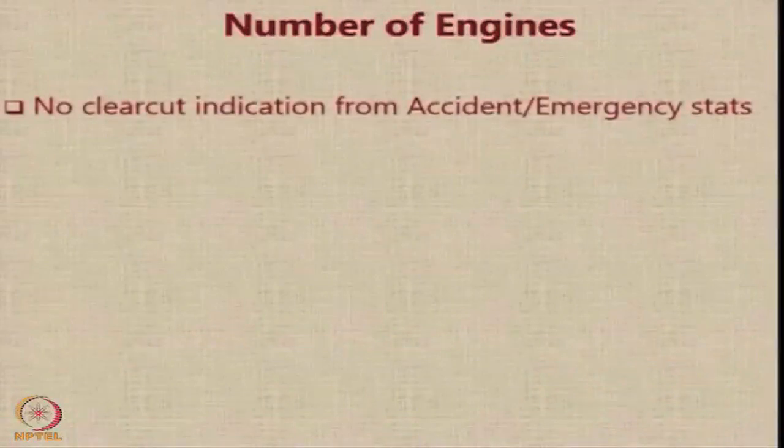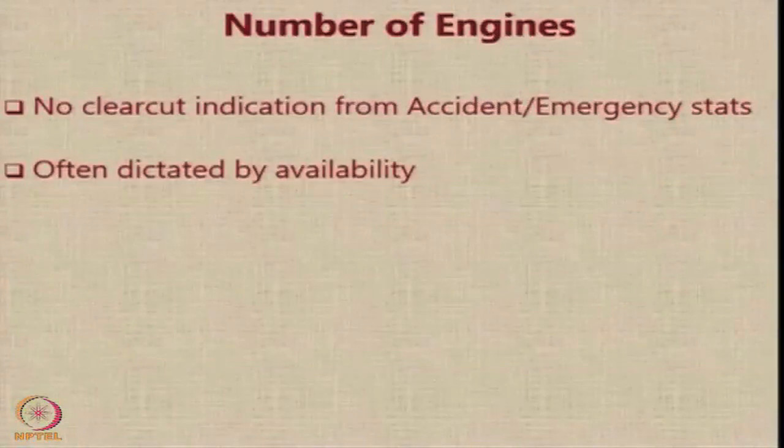As far as number of engines is concerned, there is no clear-cut indication from any accident or emergency statistics. There have been an equal number of accidents when the aircraft is with 2 engines or with 3 engines or with 4 engines. So, having more than one engine is essential because you need to have a redundancy, and therefore, you need to have at least 2 engines, especially when you carry a fair amount of passengers. The regulations are very clear on this. The moment you carry 9 or more fare paying passengers, you are required by law to have more than one engine, and most aircraft go for 2 engines.